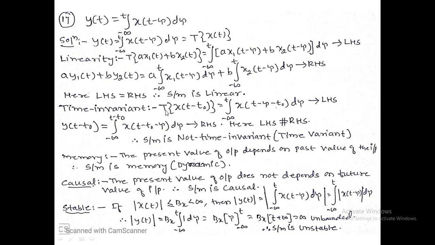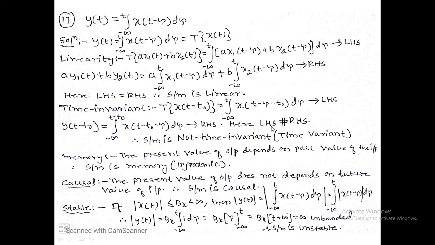Same thing for time invariance: the system operating on the shifted input signal is the integral of the input signal in which t is replaced by t minus tau minus t naught, d tau. RHS is y of t minus t naught. y of t is given, and I have to obtain y of t minus t naught. Just replace wherever we have t by t minus t naught. The integral from minus infinity to t minus t naught of x of (t minus tau), where t is replaced by t minus t naught, d tau. This is the RHS.